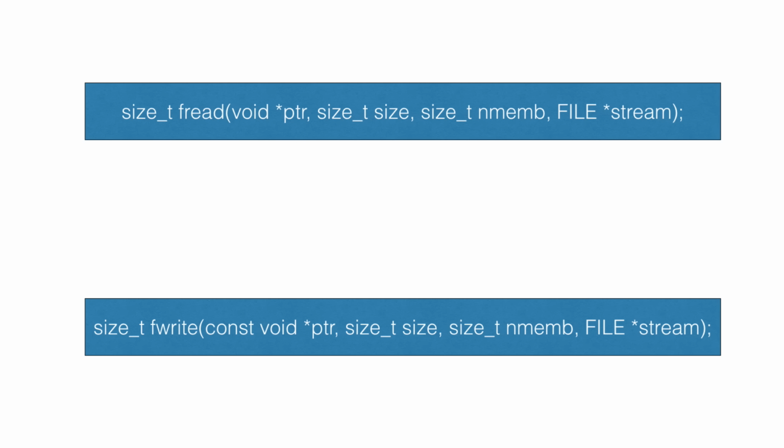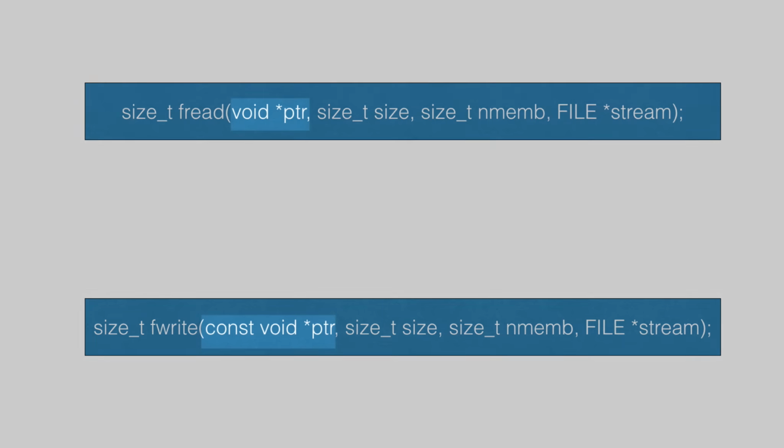Notice the similarity between the prototypes for fwrite and fread. There is only one difference in the prototypes. Whereas fwrite takes a constant pointer as its first argument, fread takes a non-constant pointer. This reflects how the memory is being used. Fwrite is writing data from memory to the file, so the memory does not need to be modified. However, fread is writing data from the file to memory, so the parameter cannot be const.